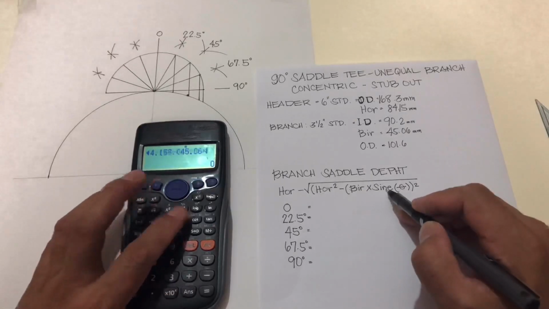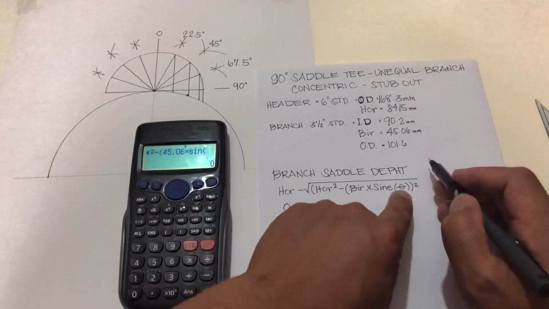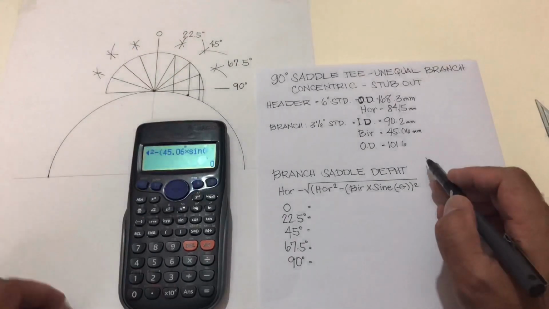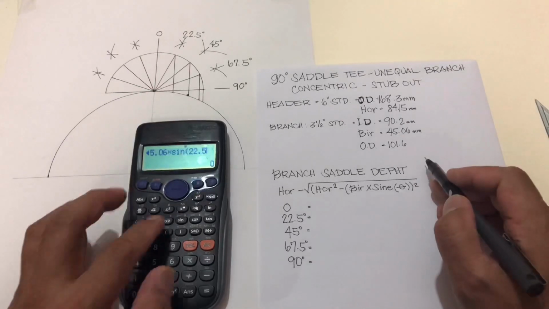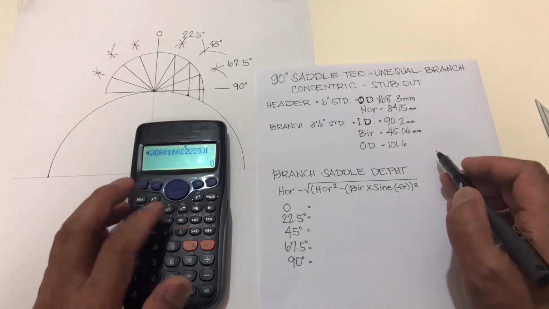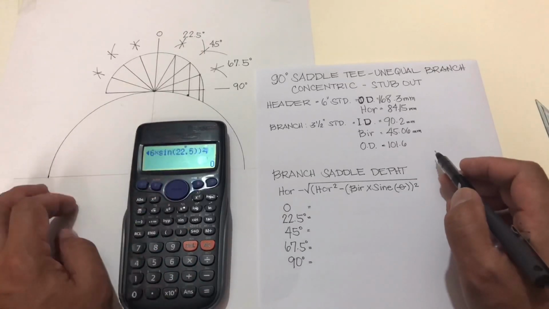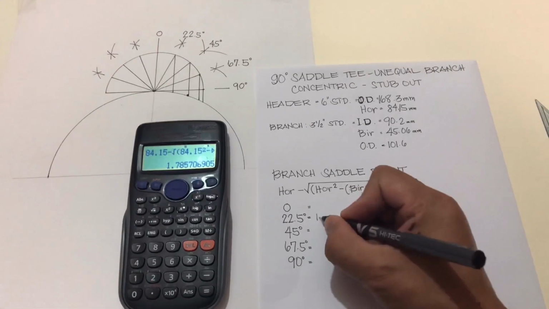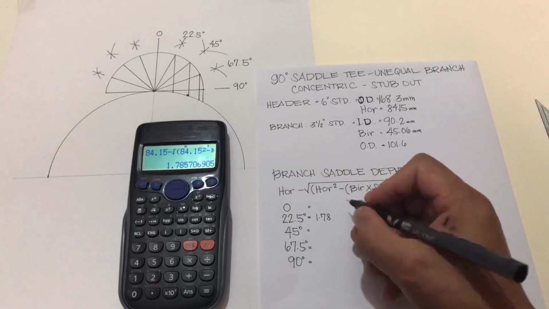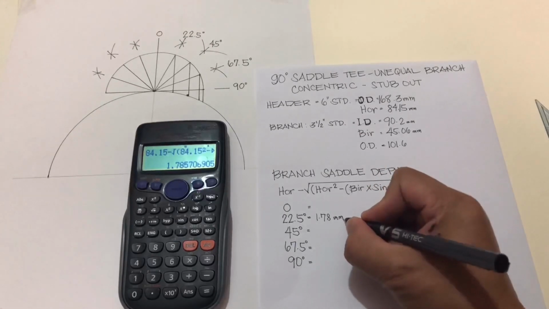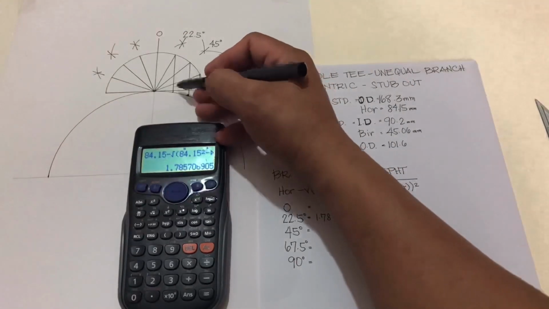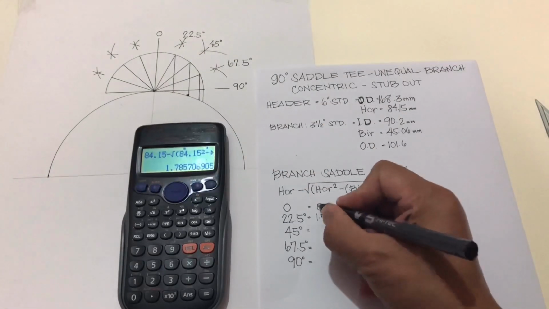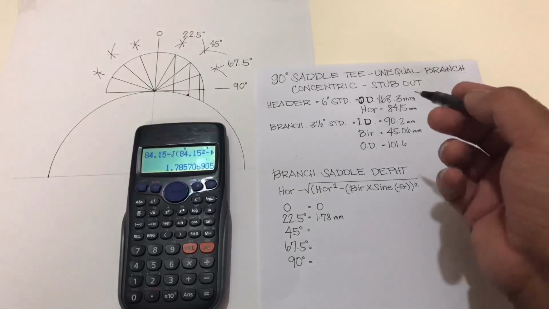multiplied by sine theta. So we'll go 22.5 for that saddle depth. So 22.5 degrees. Close, squared equals, that is 1.78 millimeter. So that is the saddle depth. Of course, 0 is 0. Right. We'll go to the next one.